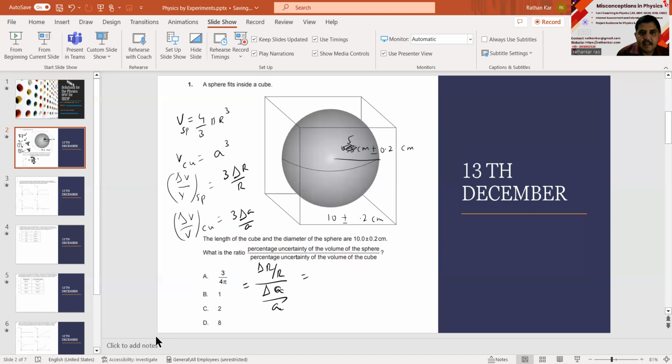Now, what is delta R by R? Delta R by R is nothing but 0.2 divided by the R value, which is 5. And delta A by A is 0.2 divided by 10. When I do this calculation, I get 0.2 by 5 into 10 divided by 0.2. The 0.2 goes away. 5 ones are 5, 5 twos are 10. Thus the answer is 2. So the answer here is C. This is how you need to answer it. The misconception which many students have is that they consider delta R and delta A to be the same, and as a result they make a mistake over here. Now let us move on to the next one.